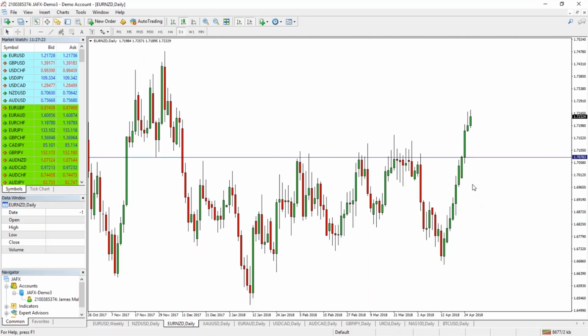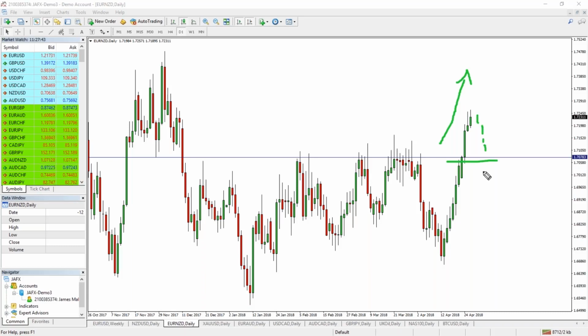So again, this is just a result of technical analysis. I'm not involving any fundamental analysis as to why the dollar is strong or why the New Zealand dollar is weak. We're just simply looking at the markets in question and trying to trade based on the information provided to us with the price action. Okay, so let's move on then through some markets here.